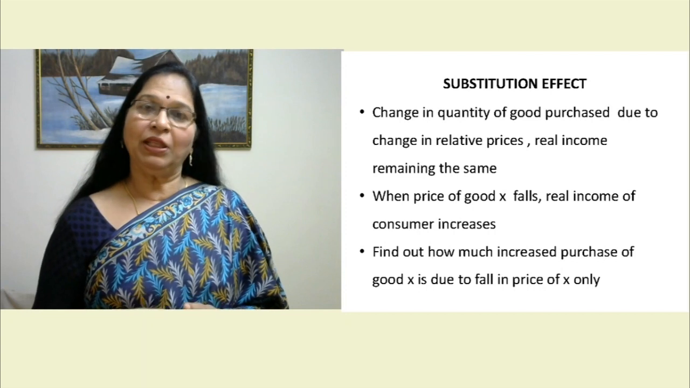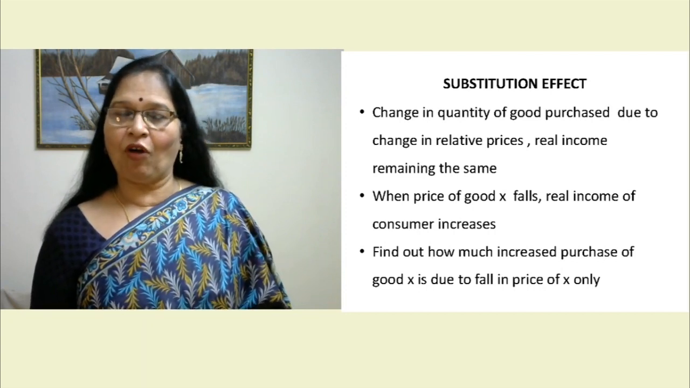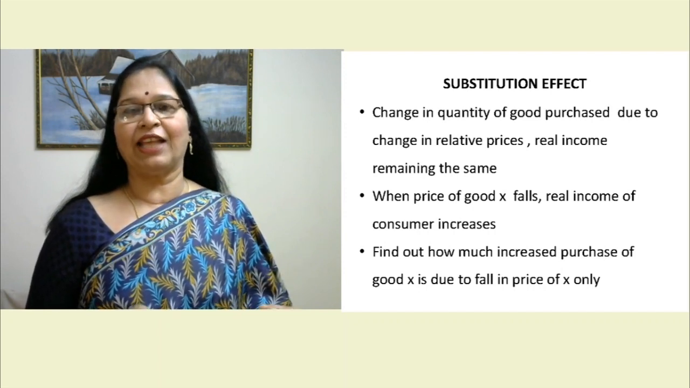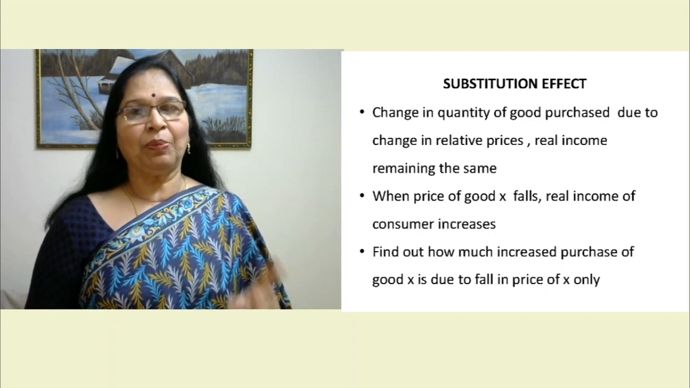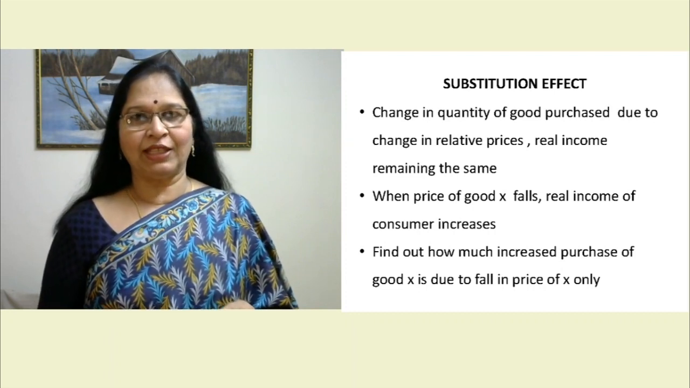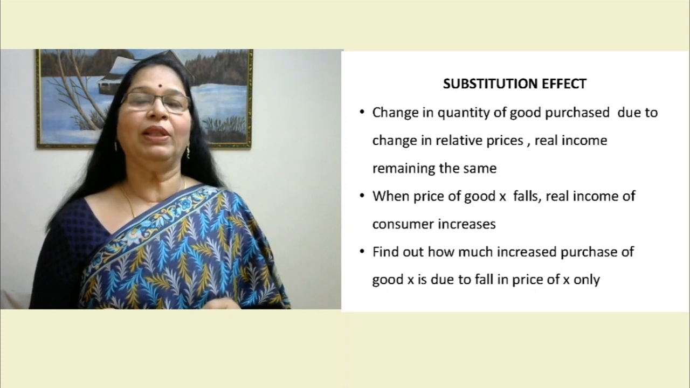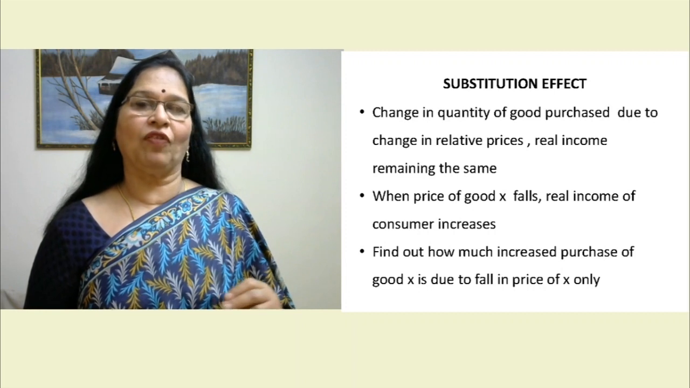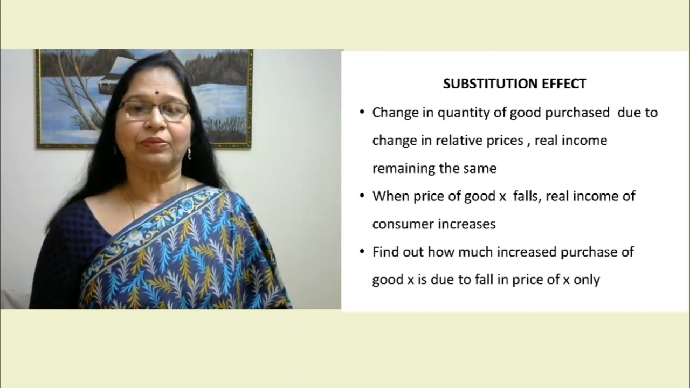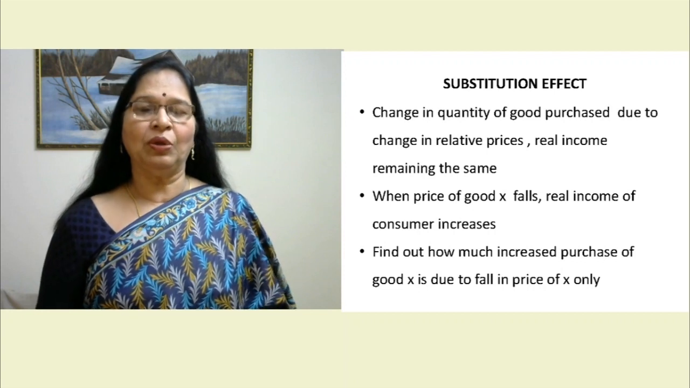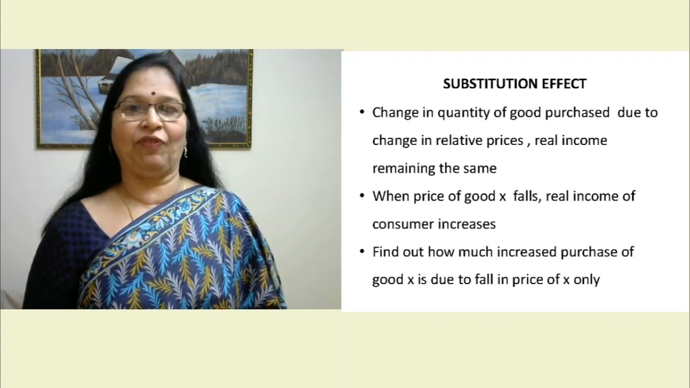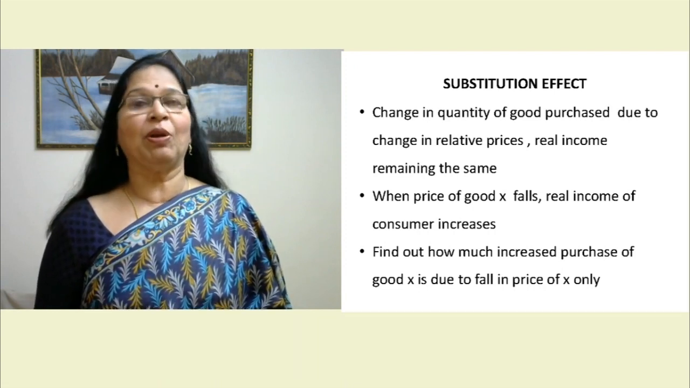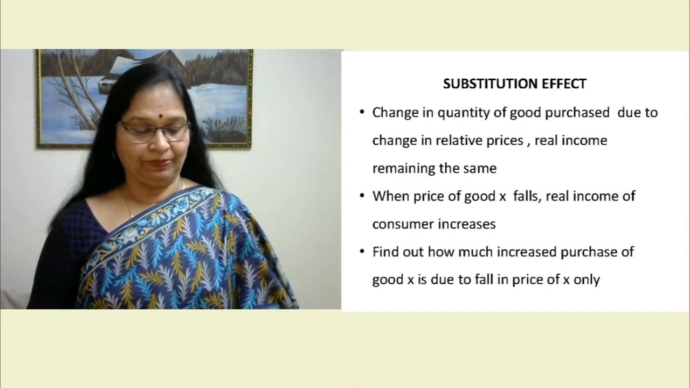We need to know, when the price of commodity X has fallen, what the consumer will do regarding the purchase of commodity X and commodity Y. Mind you, the price of Y has remained the same, only the price of X has fallen. So we want to know how this consumer will alter, if at all, the quantity purchased of commodity X and commodity Y. When we do that, we are entering into something called the substitution effect. We want to know whether the consumer will substitute Y for X because X has become cheaper.